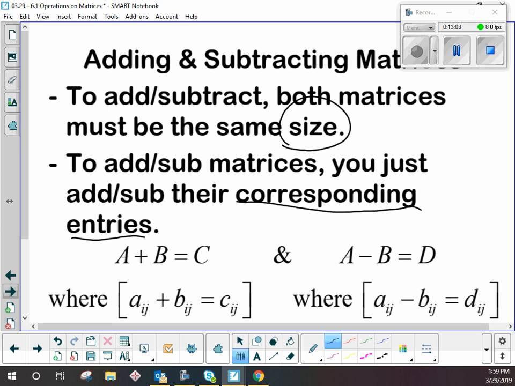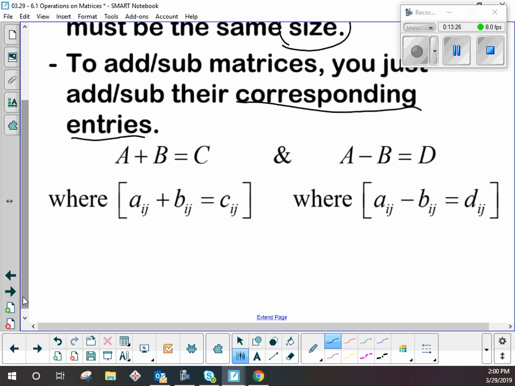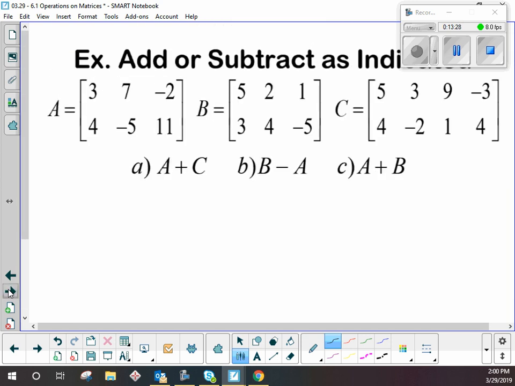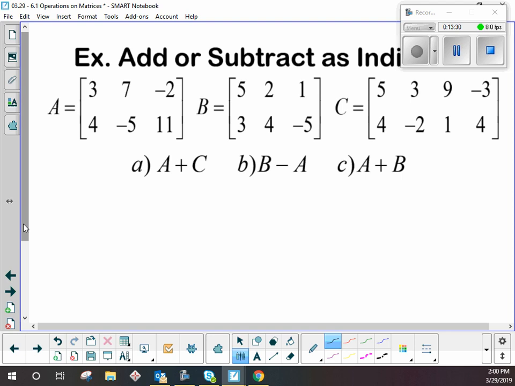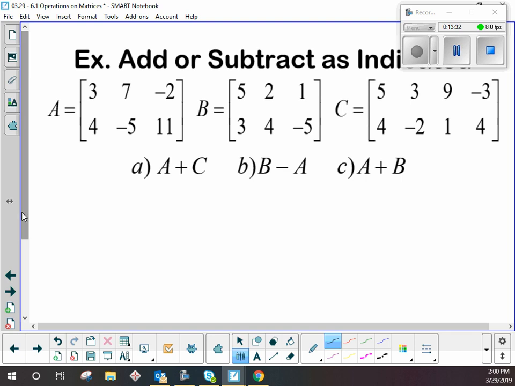So if you have two matrices, top left plus top left gives you the top left in your answer. Top middle plus top middle gives you top middle in your answer matrix. And it doesn't matter if you didn't follow that. I'm going to show you with my hands in the air. Okay, so here we go. We have these three matrices. We're going to do these three example problems.